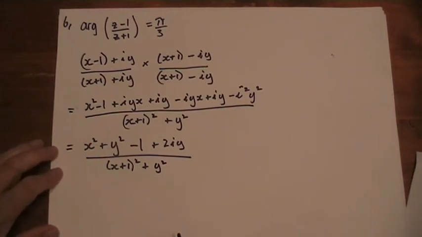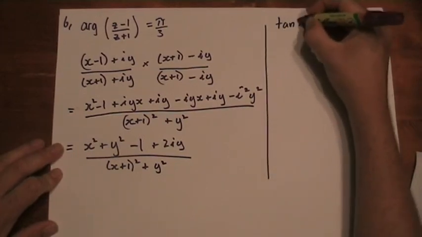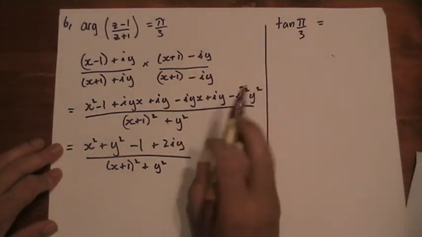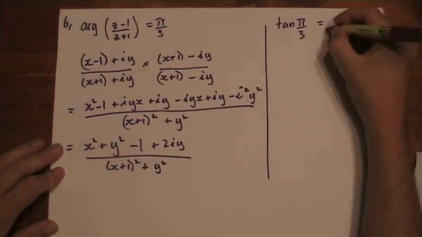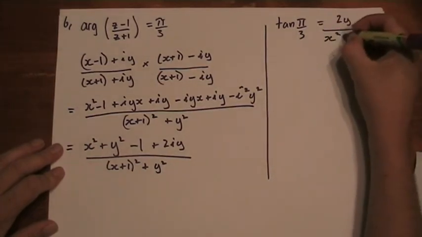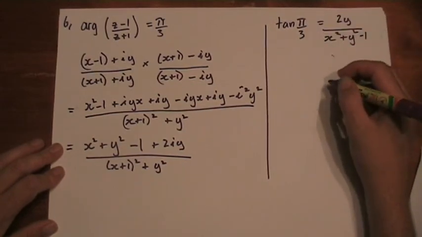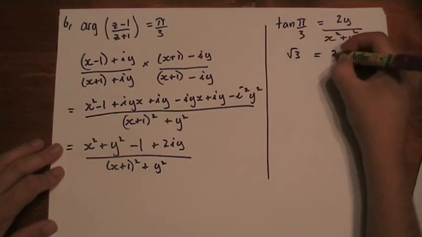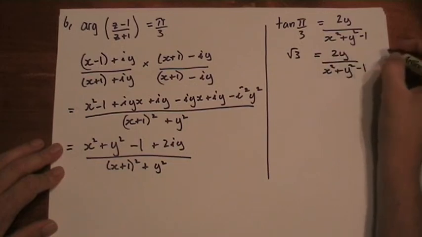Okay, and so I know that the argument is equal to pi on 3, so I know that tan of the argument, so tan of pi on 3 is equal to y over x, in this case the imaginary part over the real part. Our imaginary part is 2y, our real part is x squared plus y squared minus 1. Tan of pi on 3 is an exact value as root 3, so I get root 3 is equal to 2y over x squared plus y squared minus 1.